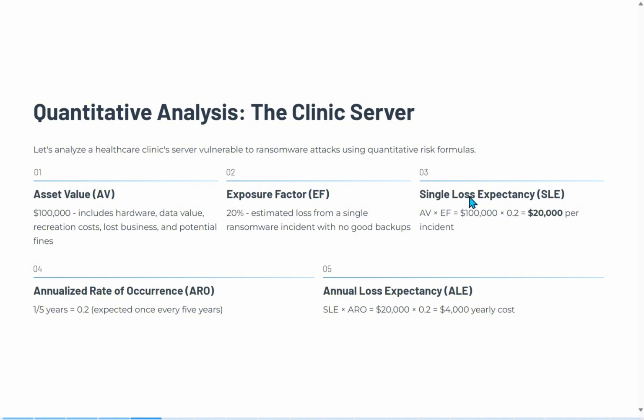So the single loss expectancy is 20,000 times 0.2 for the annual rate of occurrence, which is $4,000 yearly loss.